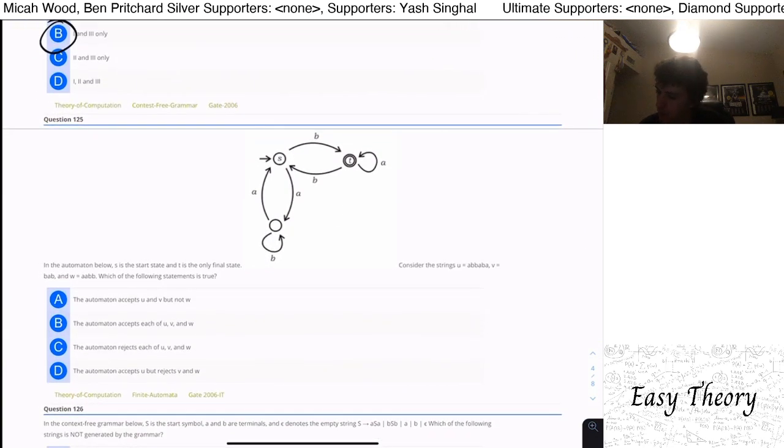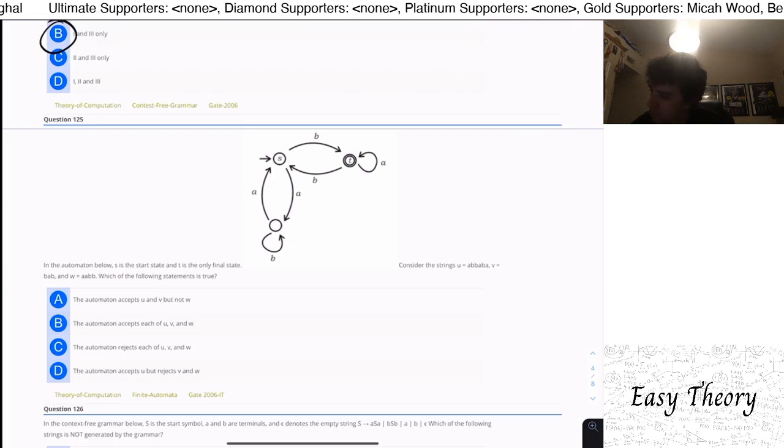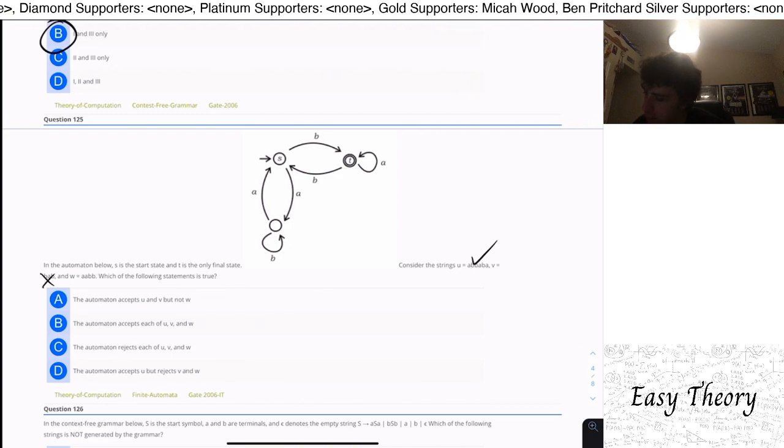So we have an automaton. T is the only final state. Consider the strings, those three. Oh, okay, this is just easy. So does it accept U? So A, A, sorry, A, B, B, A, B, A. So U says yes. V, does it say yes? B, A, B, nope. And then W, A, B, B, nope. So U, so it should be D, I think.